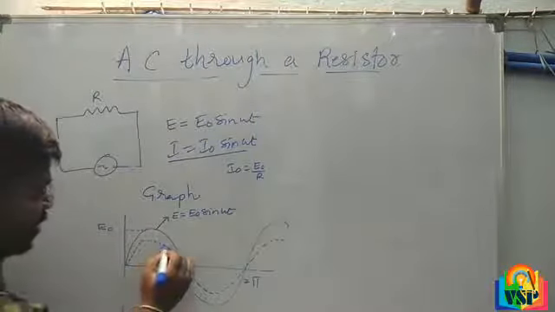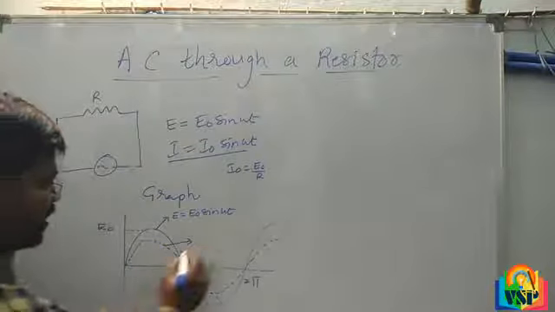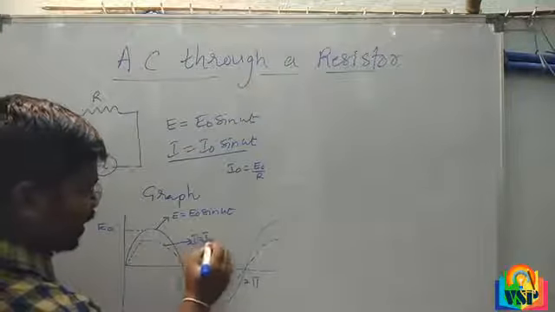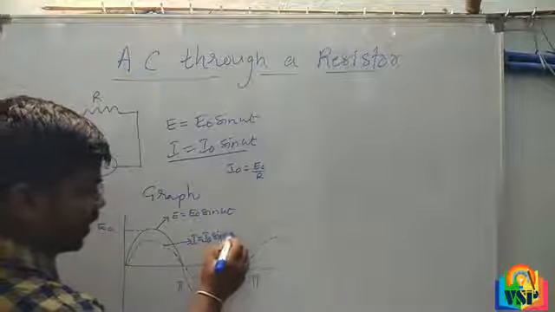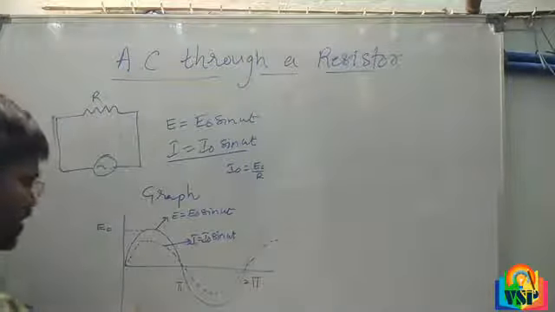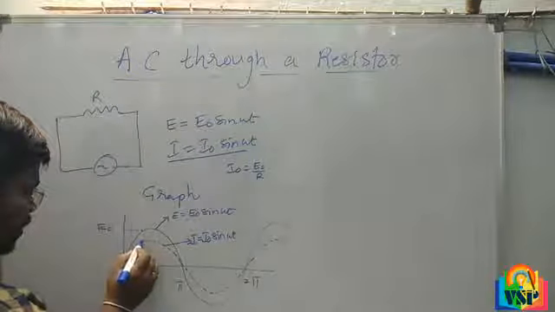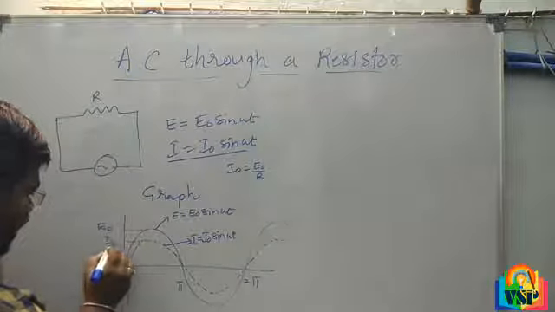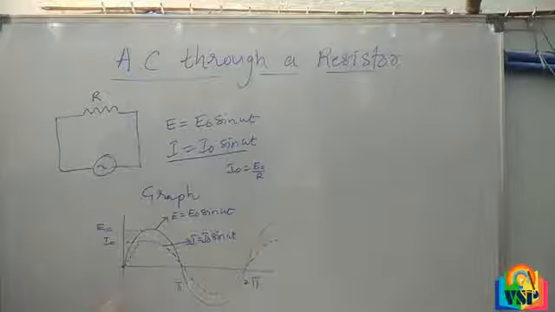Okay, this dotted line indicates I is equal to I naught sin omega t. This is the graph, and this represents I naught, the peak value of current. Very, very important.